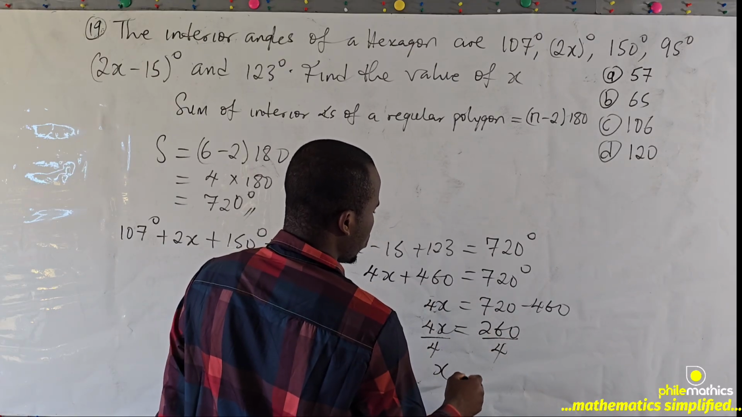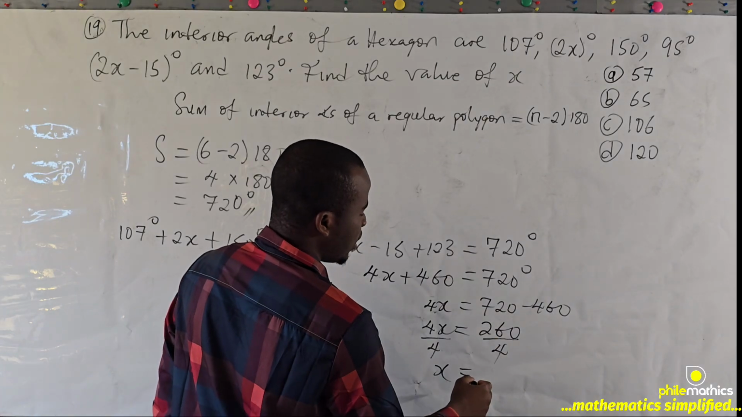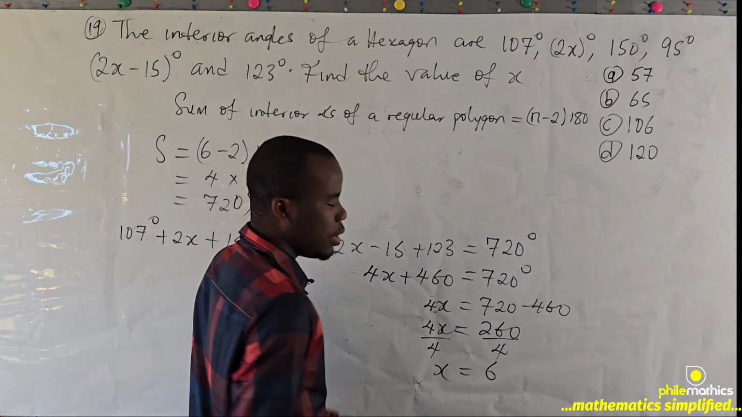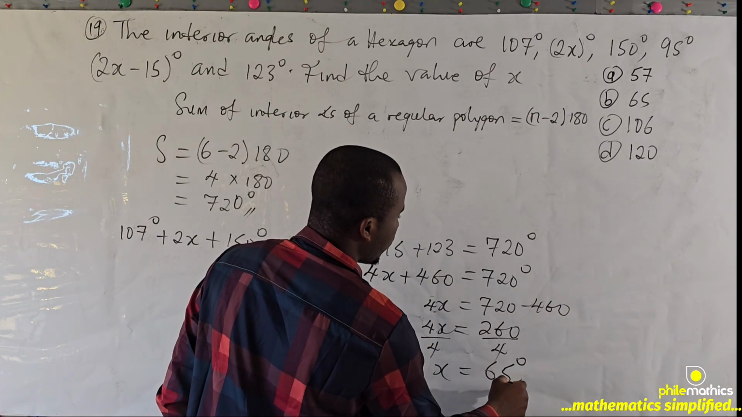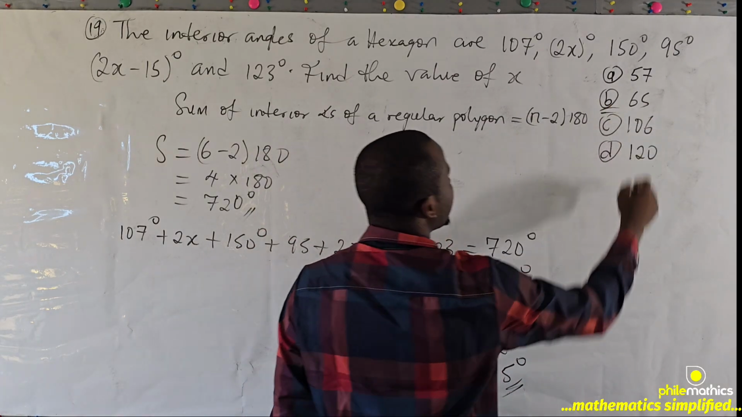x will be 4 into 26 is 6 times. Remember, 2 into 20 is 5. So x is 65 degrees.